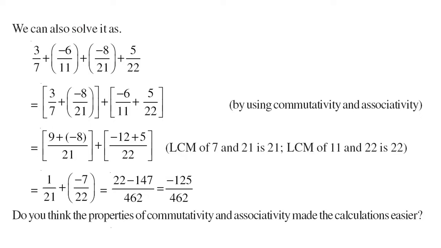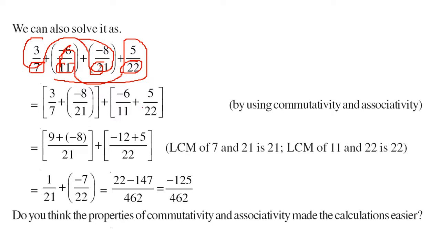We can also solve in some different way. You can combine these two, use this one and this one, and this one and this one. Why? Because 21 is a multiple of 7, and 22 is a multiple of 11. That is why we have combined it, so that the computation of LCM becomes easy for us.